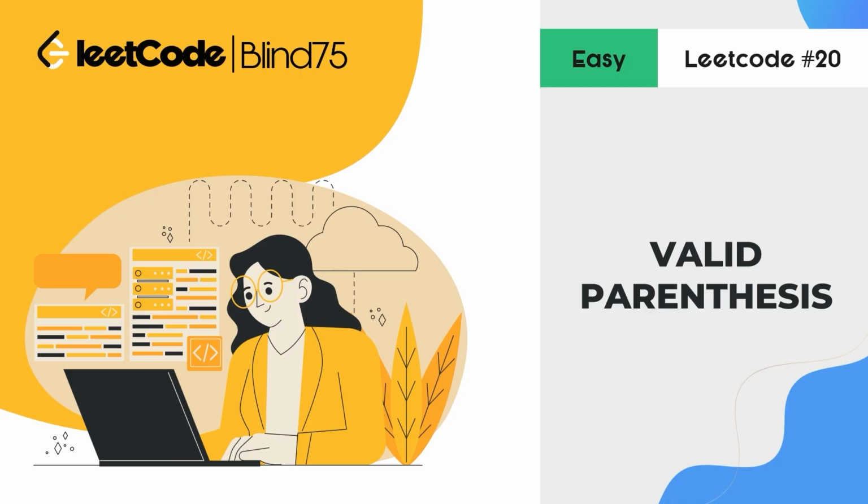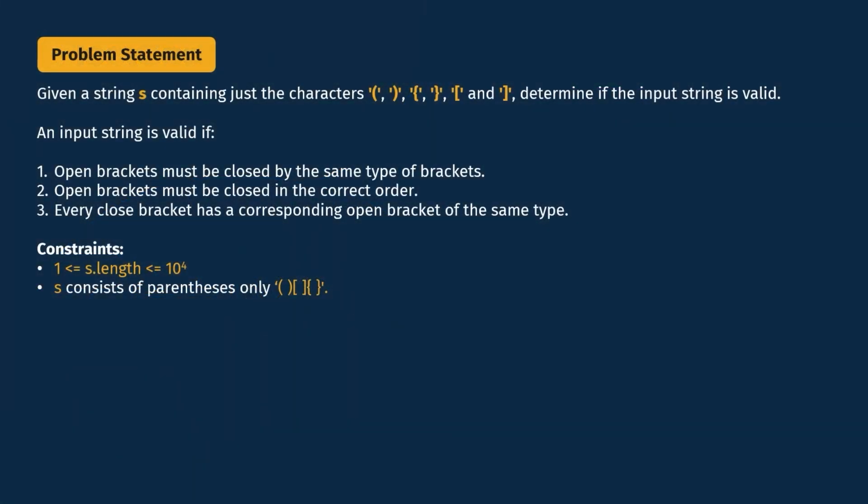Let's start by understanding the problem statement. We are given a string S containing just the characters opening round bracket, closing round bracket, opening curly bracket, closing curly bracket, opening square bracket, and closing square bracket. And we need to determine if the input string is valid.